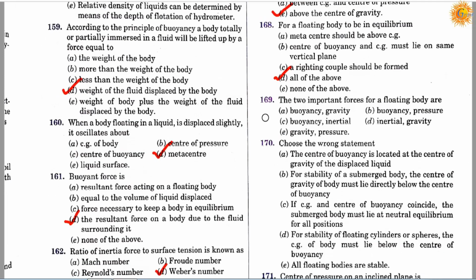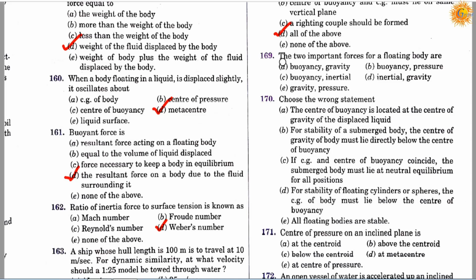Question number 169. The two important forces for a floating body are: option A, buoyancy and gravity; option B, buoyancy and pressure; option C, buoyancy and inertia; option D, inertia and gravity; option E, gravity and pressure. So the two important forces for a floating body are option A, buoyancy and gravity.